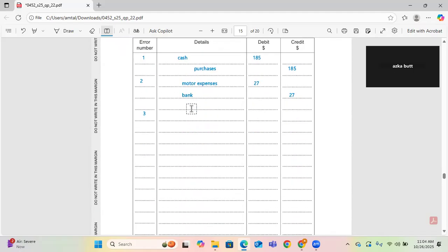So the bank loan will be debited with 2000, and then the capital will be credited. Now we are looking for the fourth error.